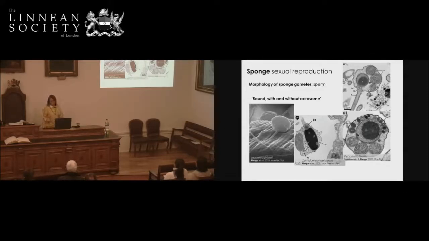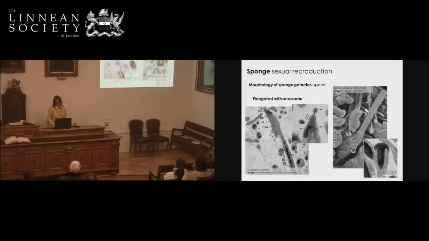And that's true for some species of sponges. You can see that they are round cells, and sometimes they don't have an acrosome, and sometimes they have these proacrosomal vesicles. But that doesn't look like a true acrosome as you would see in any other sperm of any other animal. However, sponges, as I said, can be very weird.